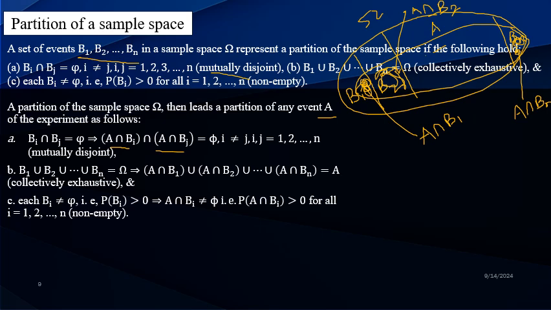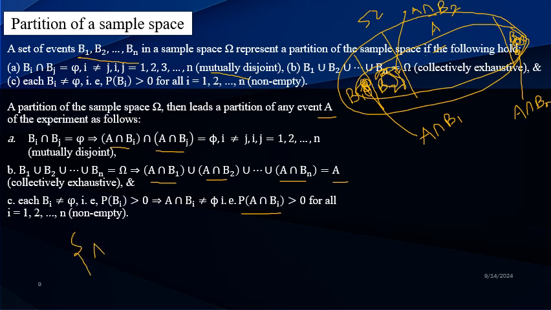So the union of A intersection B1, A intersection B2, and so on, this with this with this, gives us A. Also, as all Bi have at least one outcome, A intersection Bi will also have at least one outcome. So the probability of A intersection Bi is non-zero. Together, you can say that it is forming a partition.